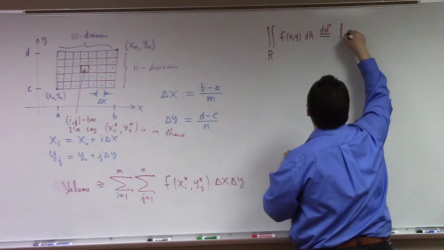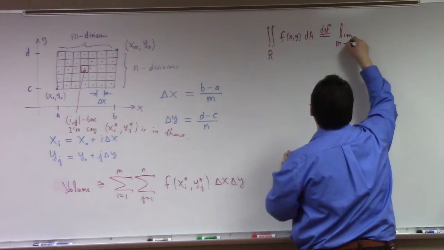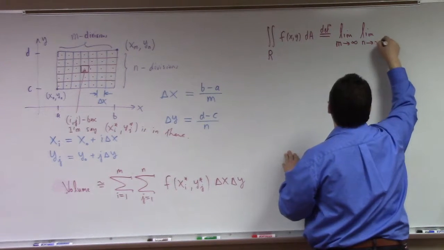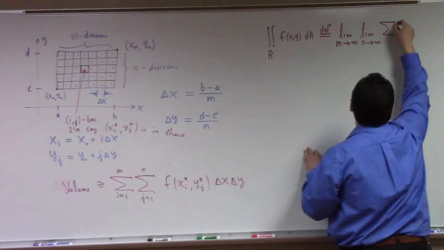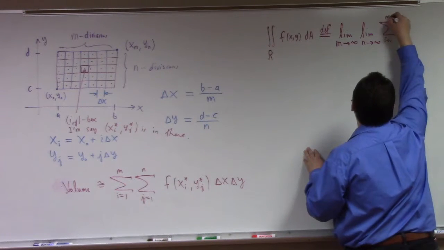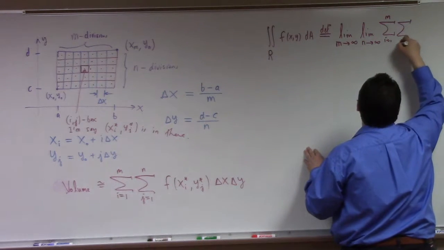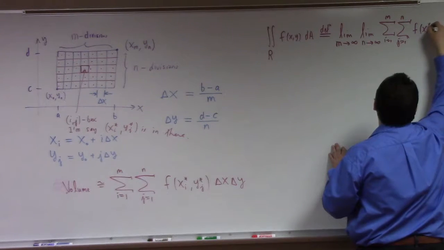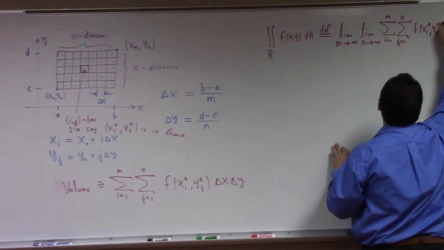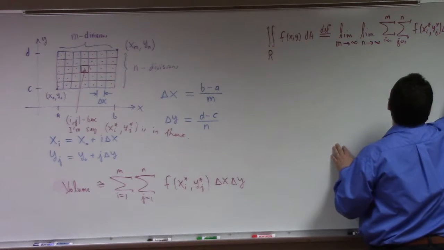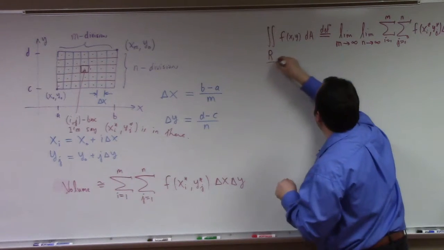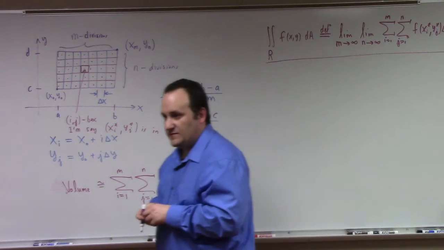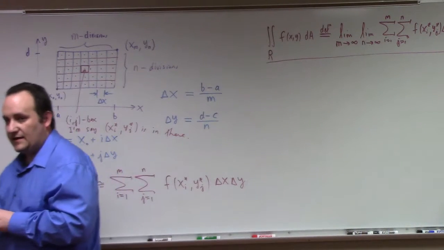And it's going to be the limit as m goes to infinity, the limit as n goes to infinity of the sum i equals 1 to m, sum j equals 1 to n of f of x sub i star, y sub j star, delta x delta y. So this is just the double Riemann sum. And I hope you understand from this discussion why that should calculate the signed volume under a graph.